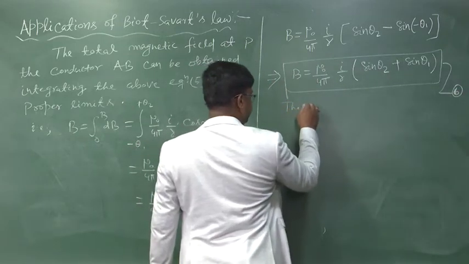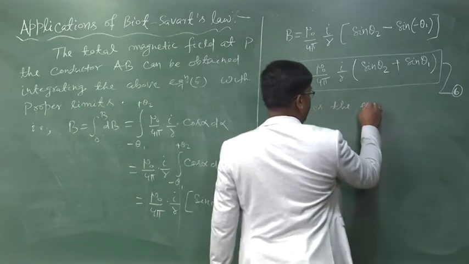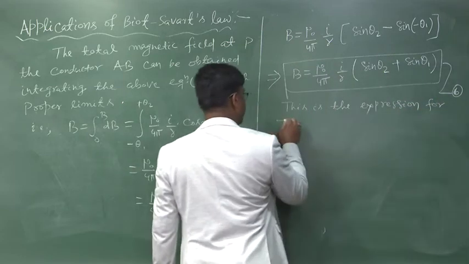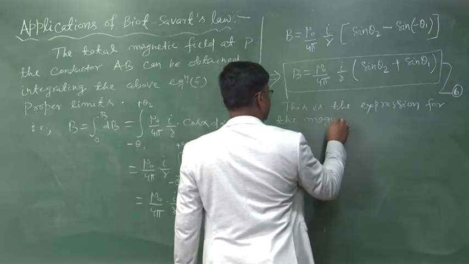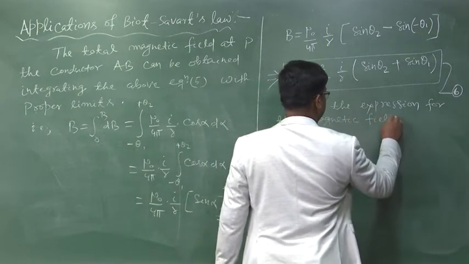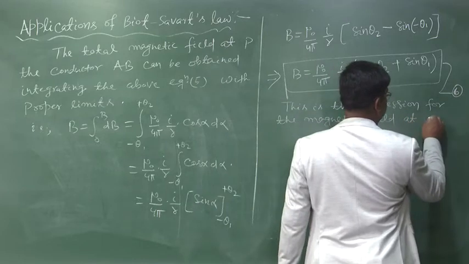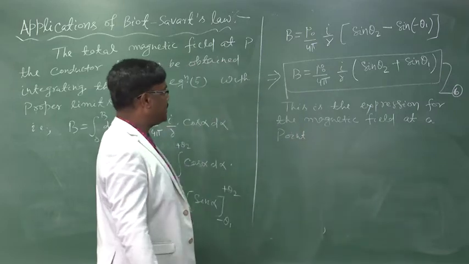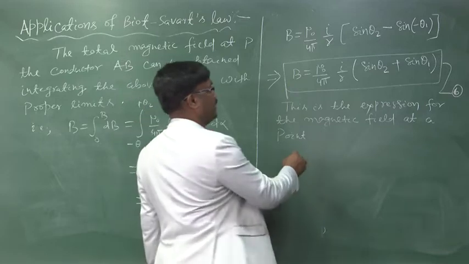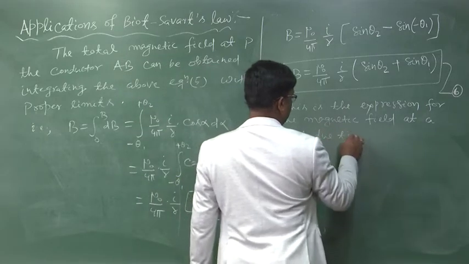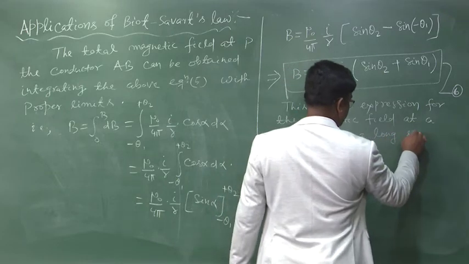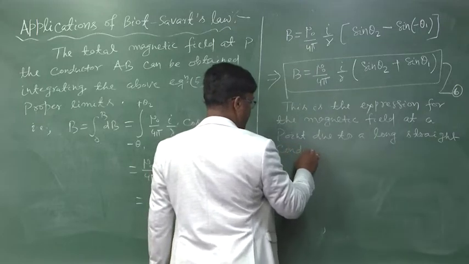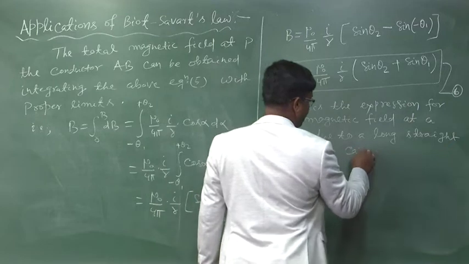This is the expression for the magnetic field at a point due to a long straight conductor carrying current.